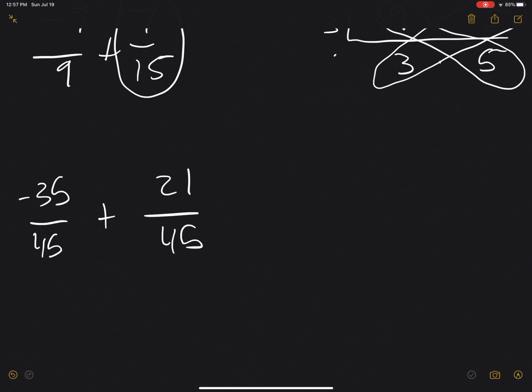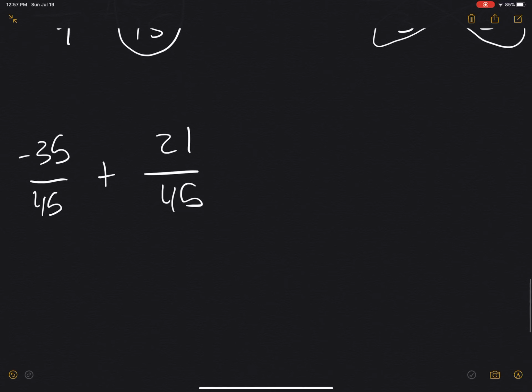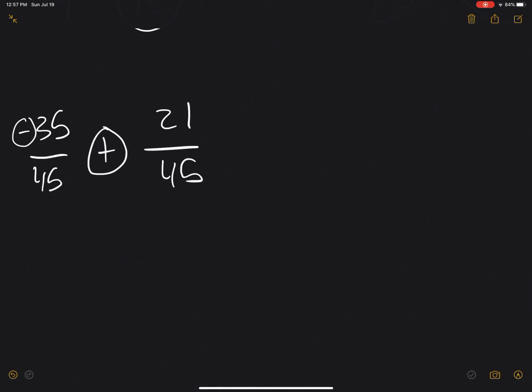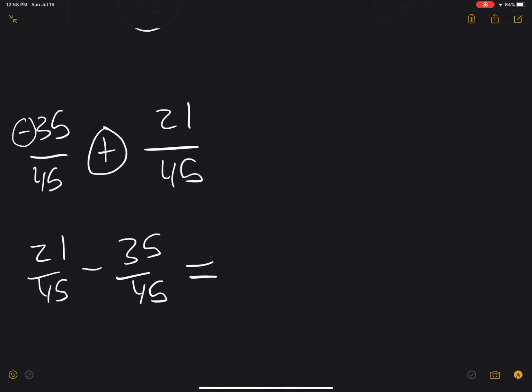Now here's the tricky part in this one. You're not sure whether you should add or subtract, because we see an addition, but we have a negative sign. So negative 35 plus 21 is really the same as 21 minus 35. So I'll rewrite this as 21 over 45 minus 35 over 45. And then I'll do the math.